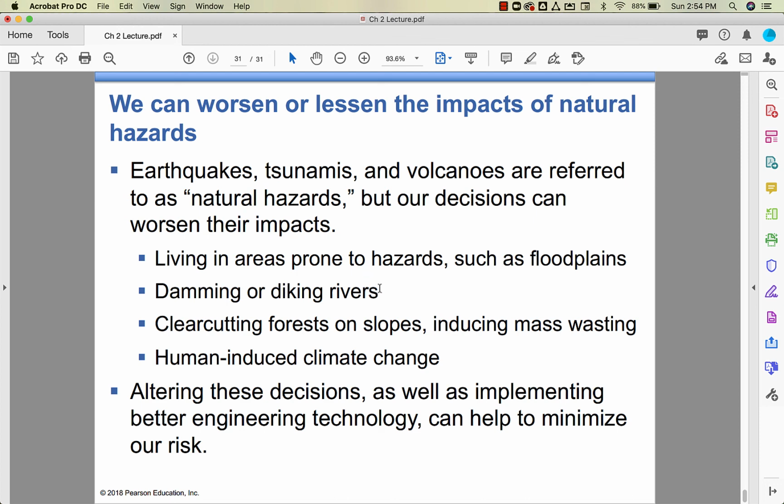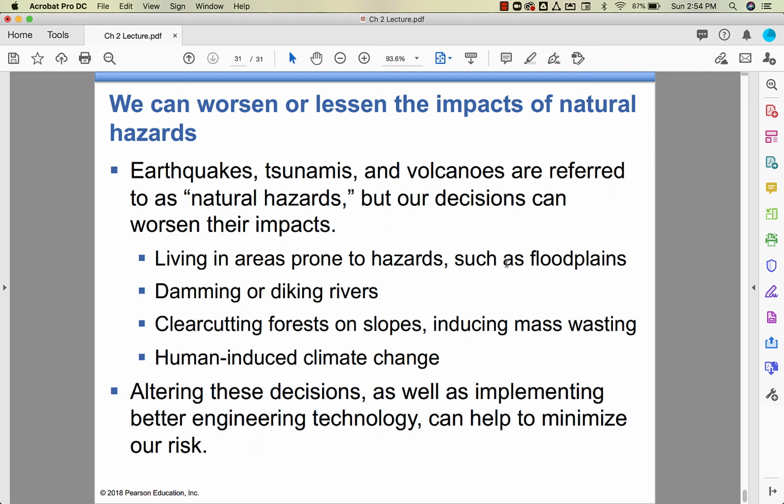If we alter natural rivers, we can wind up with greater flooding. If we clear cut forests on slopes, there's nothing to hold that soil in place. So that's how you're going to get landslides and mass wasting. And climate change, human-induced climate change. We're going to see sea levels rising, right? So if sea levels rise and you get a tsunami, it's going to have a much bigger impact inland than it would before sea level rose.